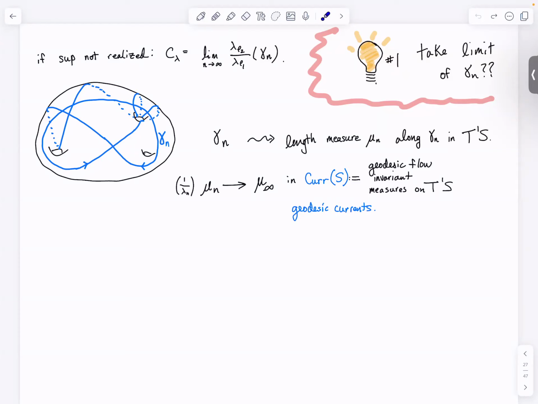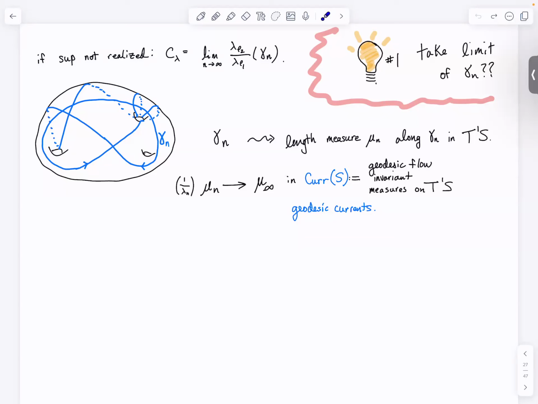If I have a curve gamma n, let's take its geodesic representative. I can replace that single object, that curve on the surface, with a measure. I can replace it with the length measure, we'll call it mu n, along the lift of gamma n to the unit tangent bundle of S. Now I've got the unit tangent bundle and its geodesic flow, and associated to a closed geodesic gamma n is a periodic orbit of the geodesic flow. I take that periodic orbit and put the length measure localized on that single orbit. So that's now a measure.